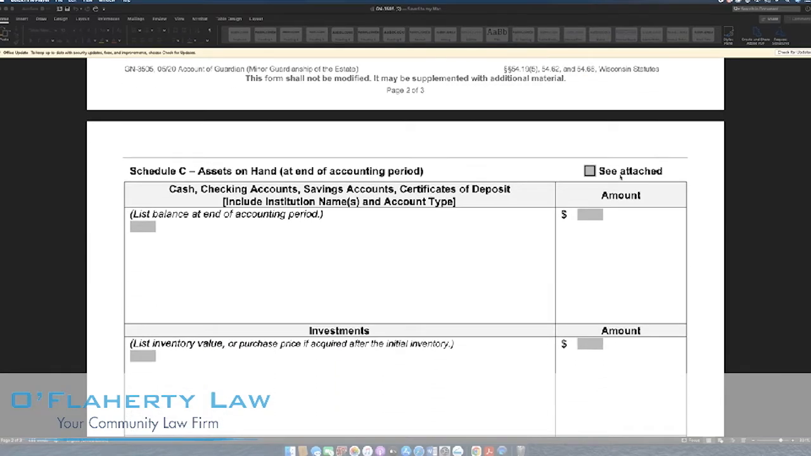Finally, you will talk about Schedule C, assets on hand. So at the end of the accounting period, say 1 year, you will list what the minor ward's estate has when you're making this report. Balance at the end of accounting period. Checking accounts, savings accounts, CODs. You need to say where they are, and what's in them.